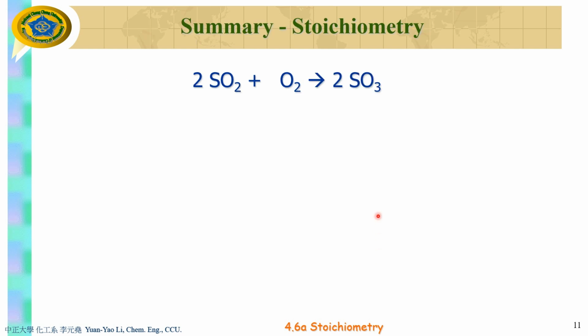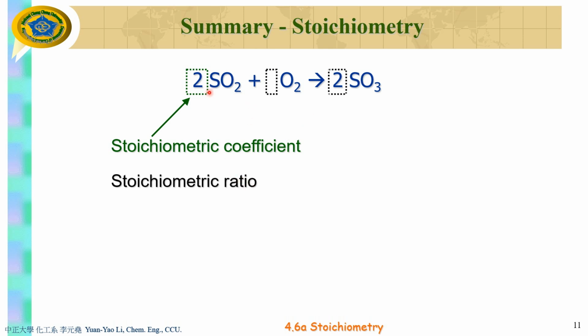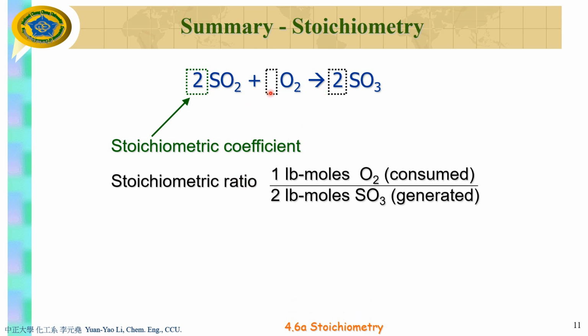So let me summarize what we learned: stoichiometry. This is the theory of stoichiometry, and this is what we call the stoichiometric coefficient. Coefficient here, coefficient here. If we think of the ratio, if you want to know the mole ratio, this is 2, 1, 2. This is called the ratio.